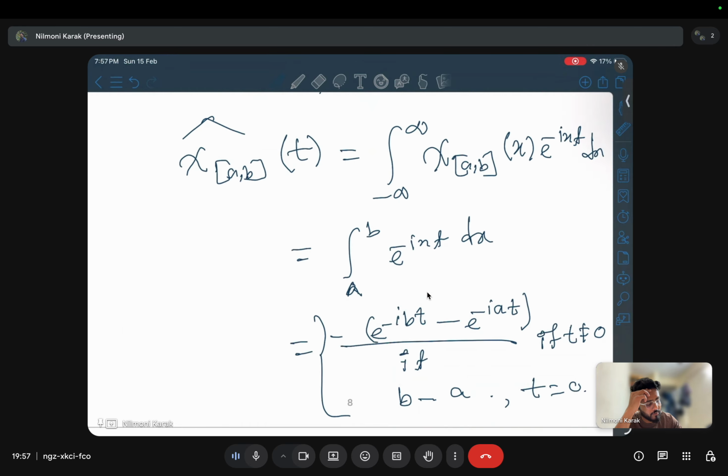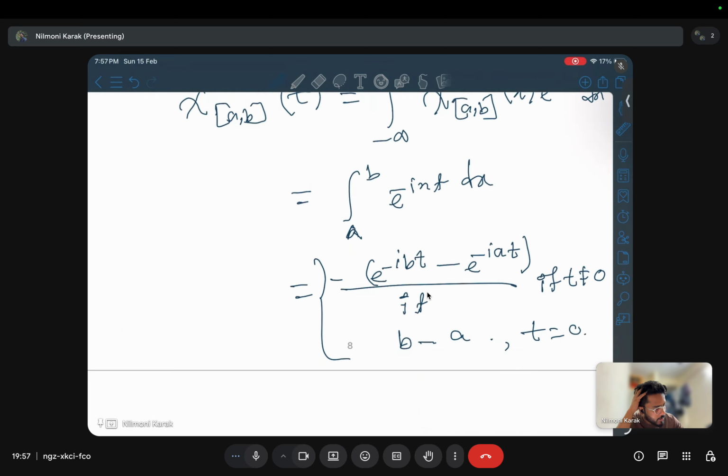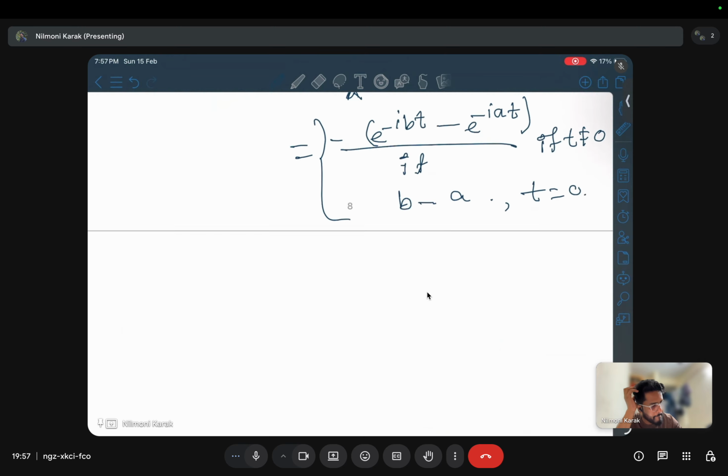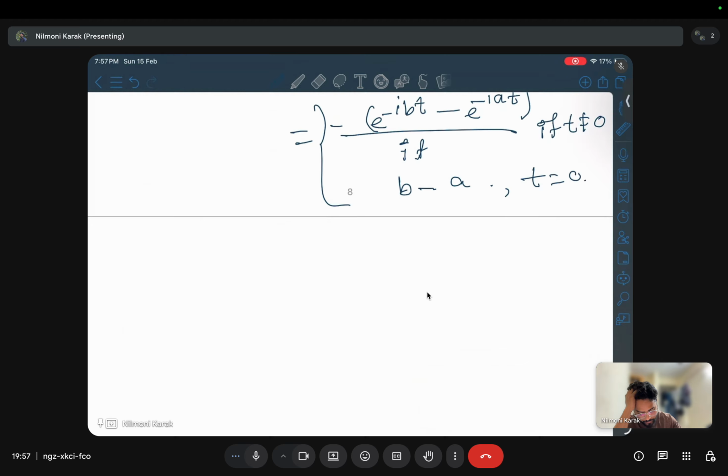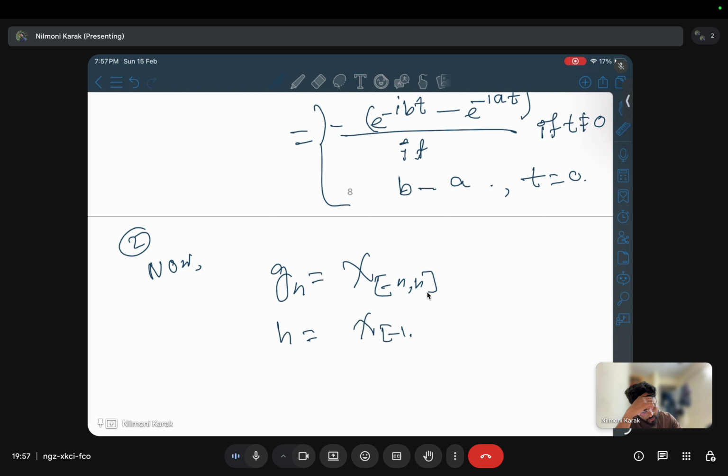Okay, so this is the Fourier transform of chi ab. Now, in the second problem, g_n is chi of minus n to n, and h is chi of minus 1 to 1.